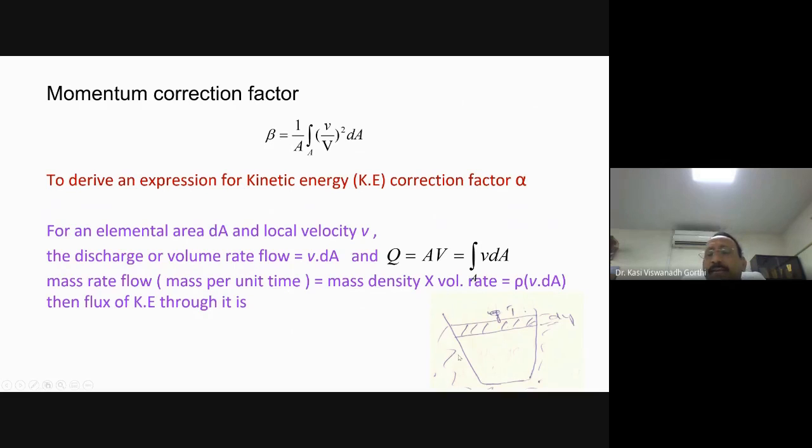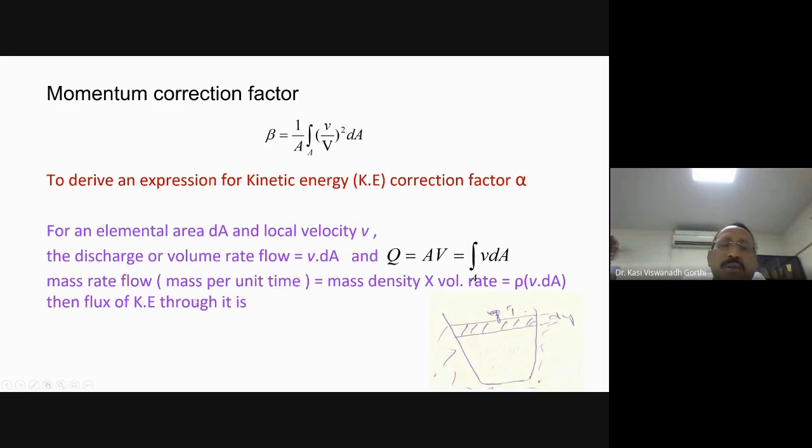maybe any arbitrary shaped channel you may consider. For this arbitrary shaped channel, consider a small elementary strip. This hashed line is the elementary strip of the channel section having the elemental area dA at which the local velocity is small v. So small v into dA gives you what? Area multiplied by velocity gives you the discharge. So the discharge or volume rate of flow would be equal to v into dA, or the discharge capital Q will be equal to area into velocity, A into V, which is equal to the integral of v into dA.